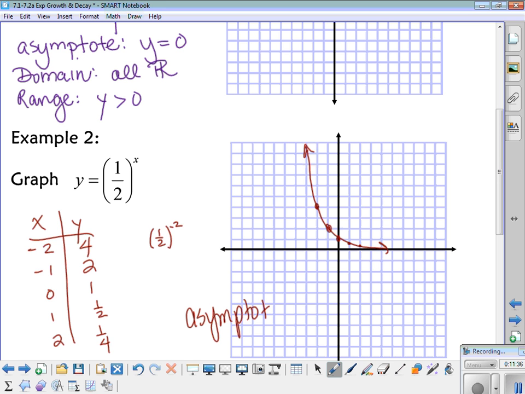I still have an asymptote. That's the line y equals 0. My domain is still all real numbers, and my range is y is greater than 0.